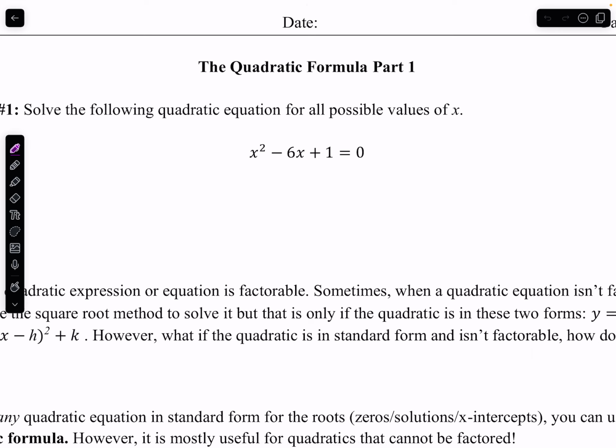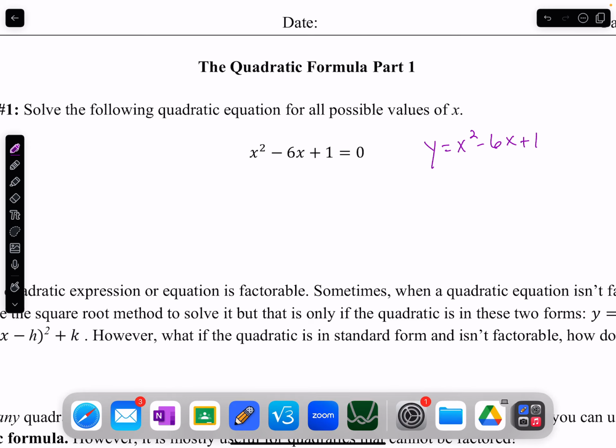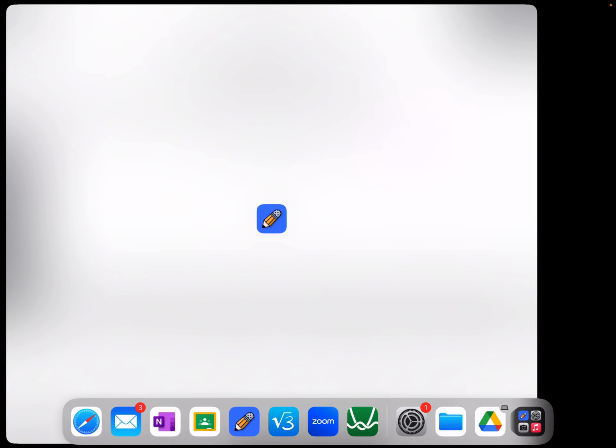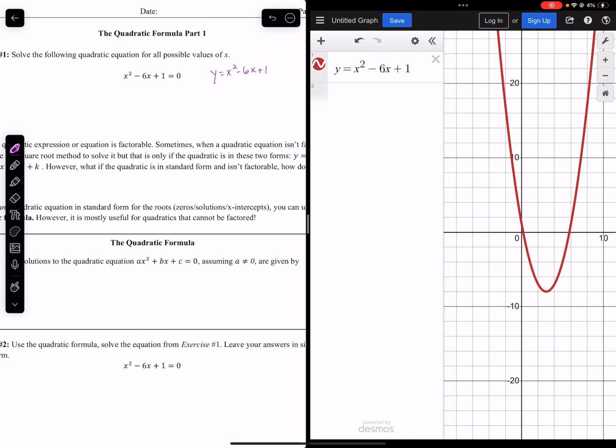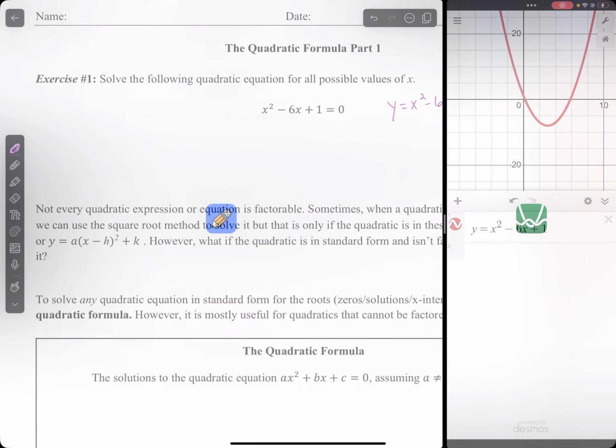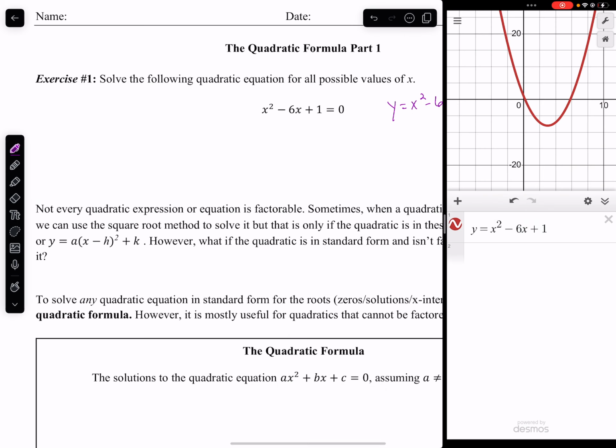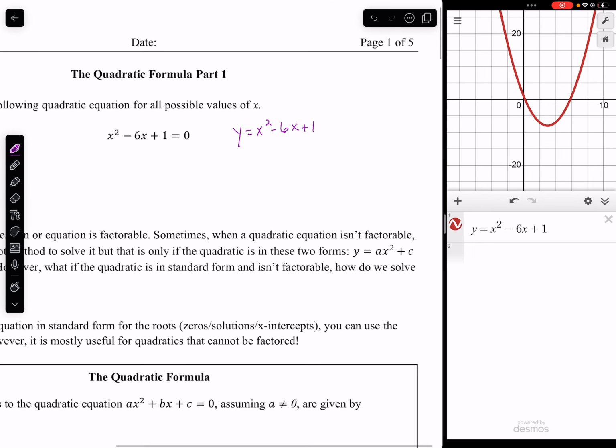Before we get into that, I want to say let's think of this as a graph for a second, a parabola. So I'm going to write this as y equals. And let's take a look at that graph. All right, so there's a look at that graph. There we go, I like that better.